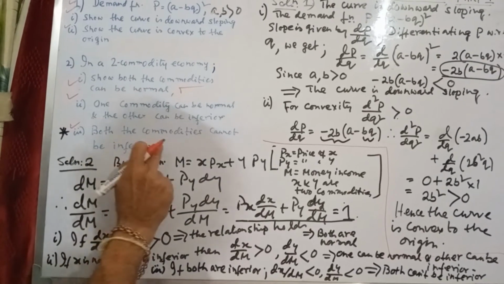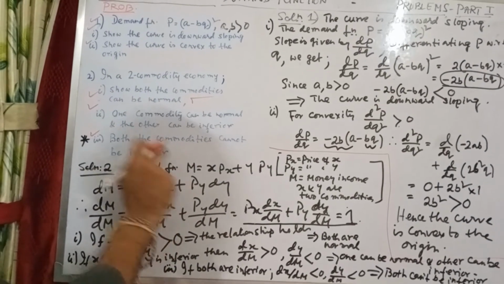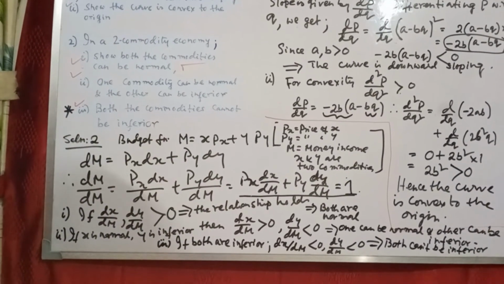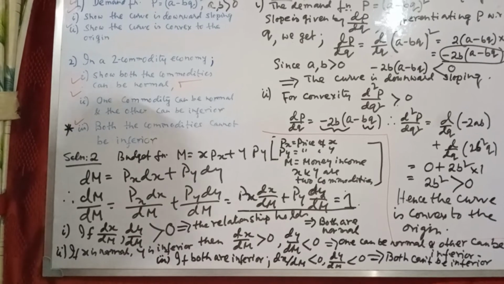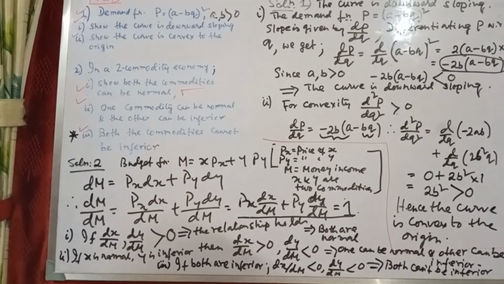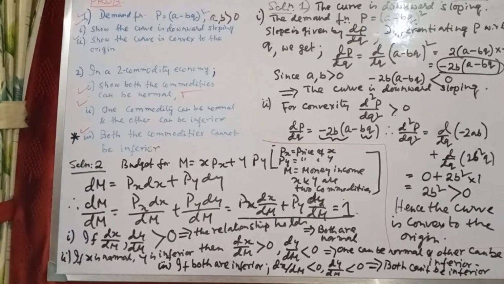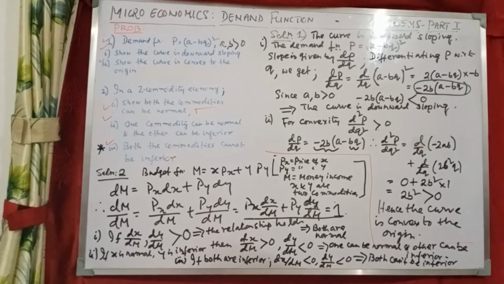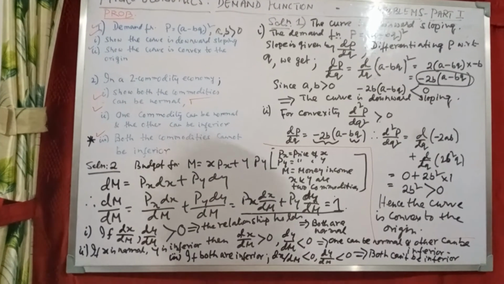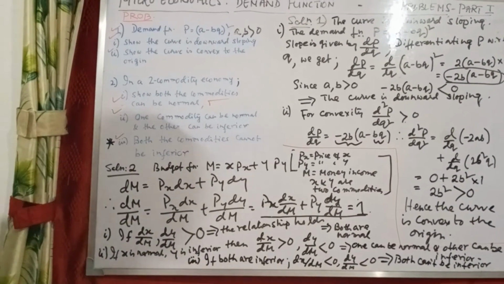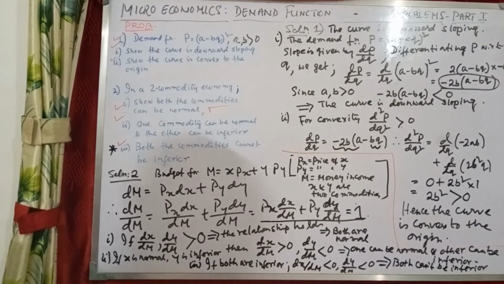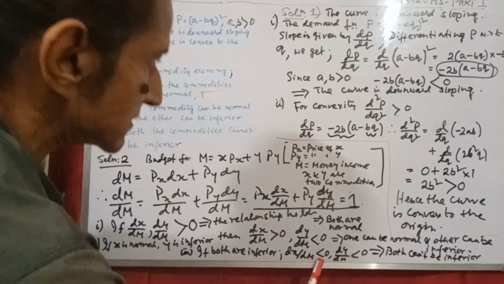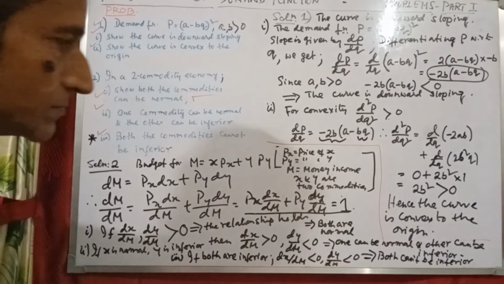But this is not possible. That is, in the third part, we have to show that it is not possible that both the commodities are inferior in a two commodity economy. Here we have done this third part. If both are inferior, in that case dx/dm will be less than 0 as well as dy/dm will be less than 0.